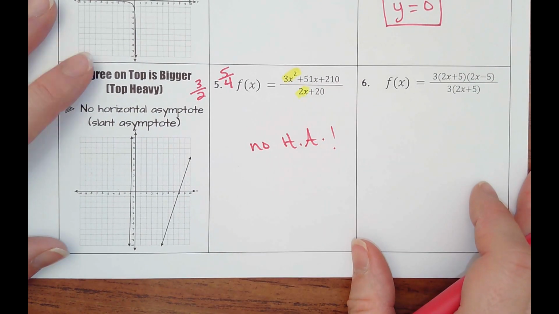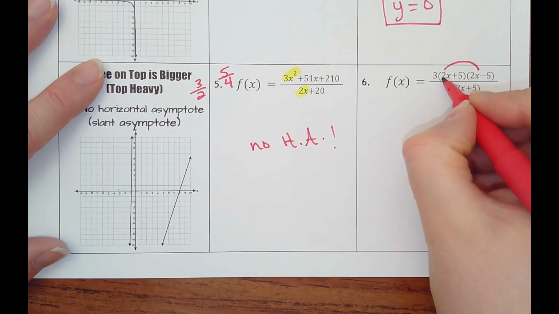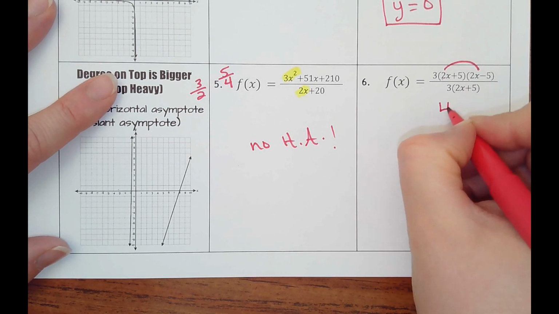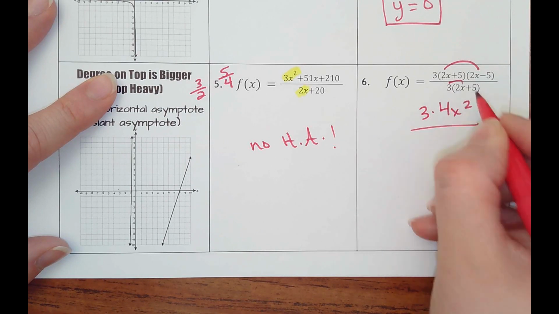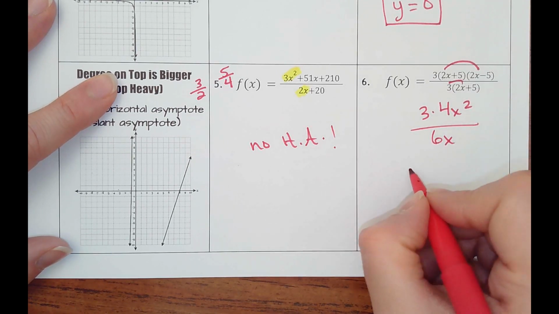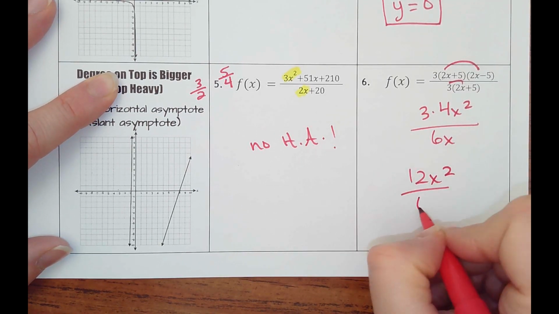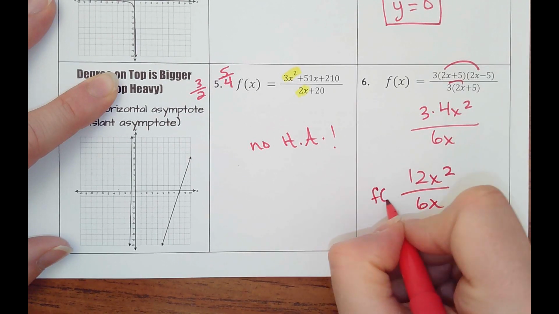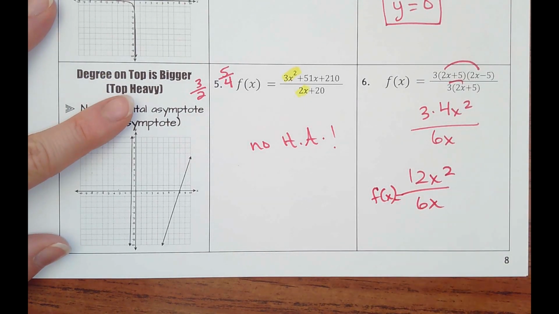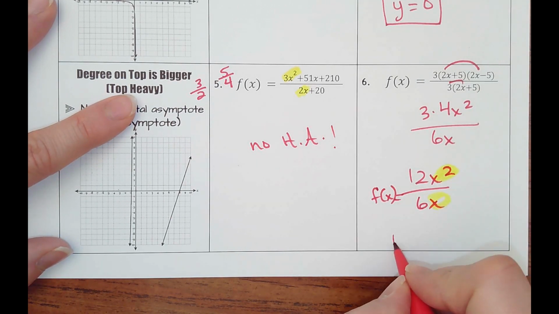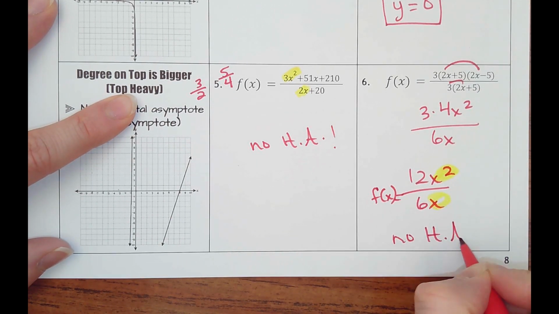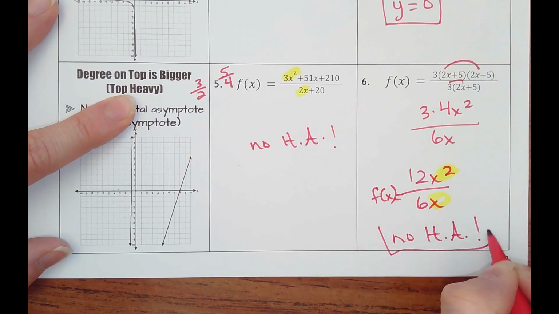Okay, and then in factored form, I would just take 2x times 2x. That's 4x squared times this 3. And on the bottom, I have 3 times 2x is 6x. So you get 12x squared over 6x. I don't need to simplify, but I see that it is top heavy. It's x squared over x to the first. So no horizontal asymptote. And that's it.